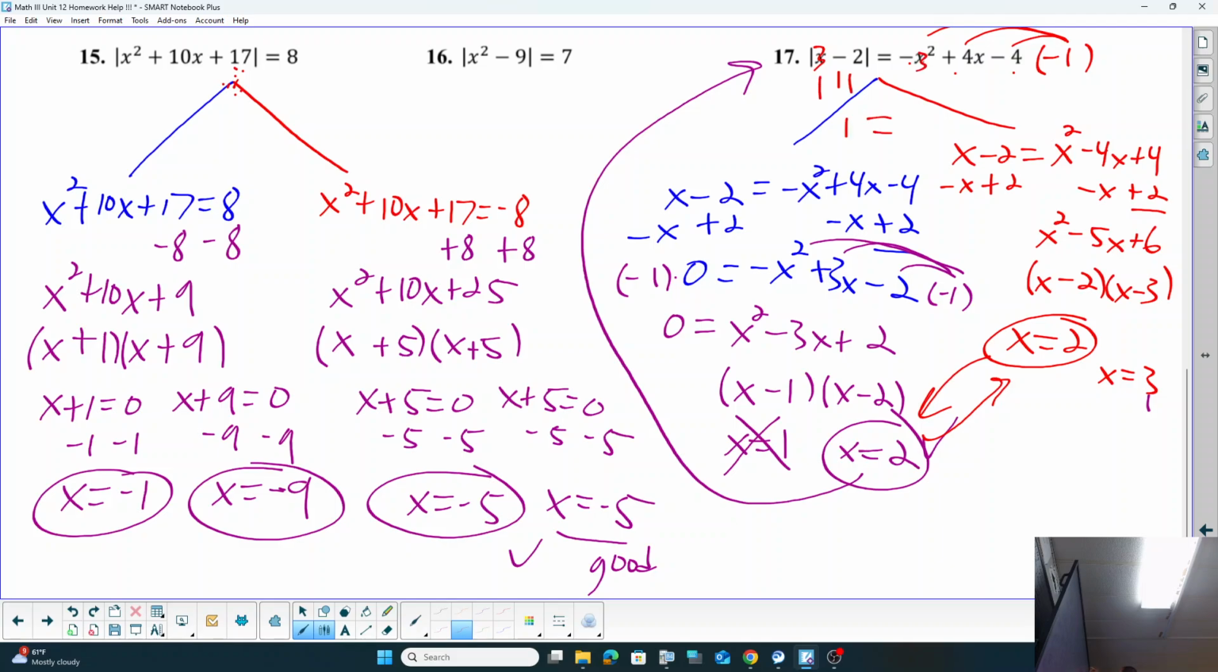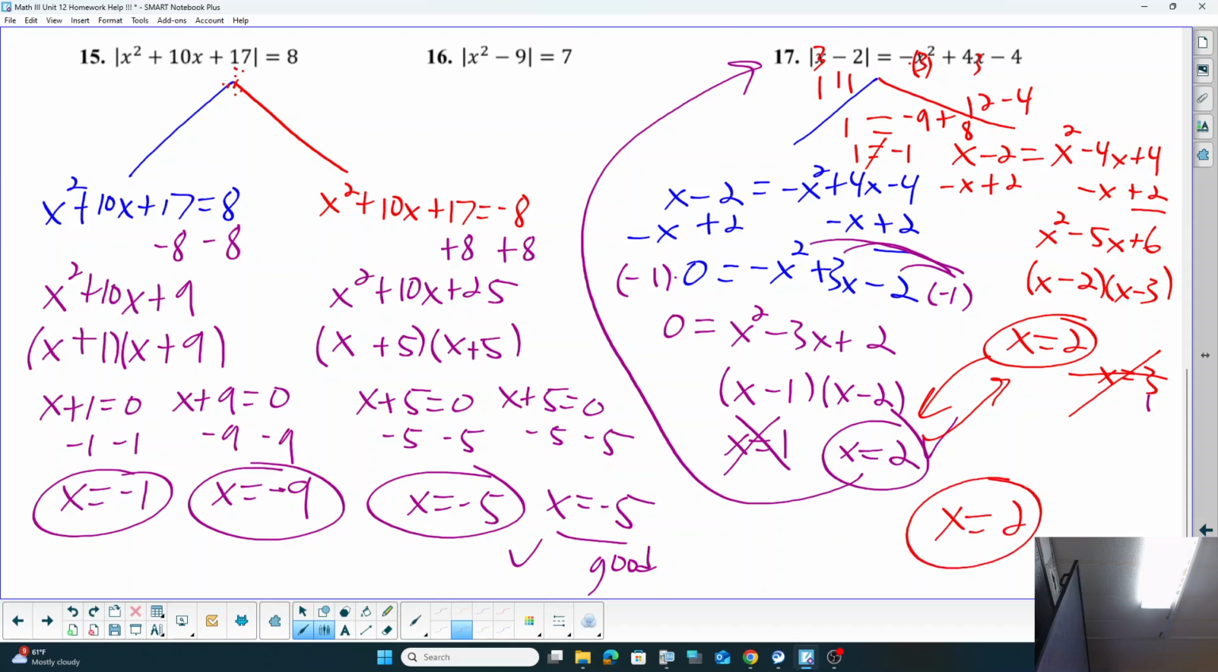3 squared is, before you change the signs, by the way, 3 squared is 9, so that's a negative 9. 3 times 4 is 12 minus 4, so 12 minus 4 is 8. 8 plus negative 9 is negative 1. Doesn't work. So only 2 works for that one.